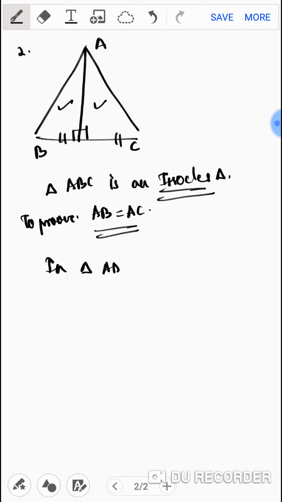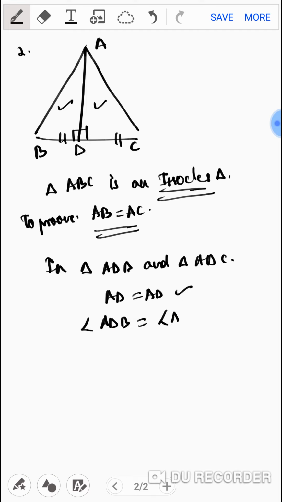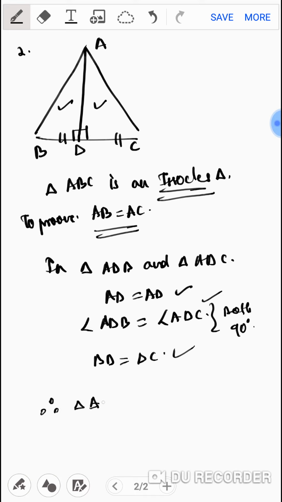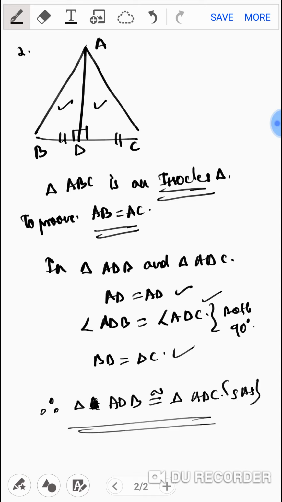In triangle ADB and triangle ADC, AD is equal to AD, common side. Angle ADB is equal to angle ADC, both 90 degrees. And BD is equal to DC because it is said that AD is the perpendicular bisector. Bisector means it divides BC into two equal halves. Once you have three reasons, you can write, therefore triangle ADB is congruent to triangle ADC. You can write the test also, SAS test.